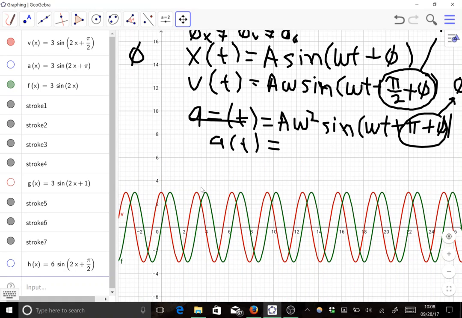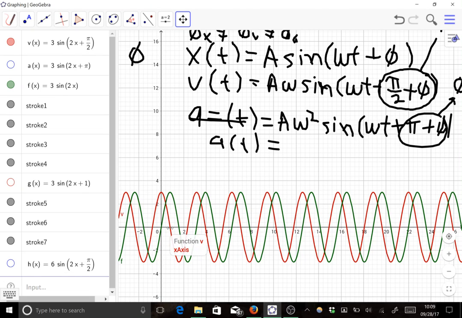I think this is okay. What I want you to notice is that they are 90 degrees out of phase. When one function is at 0, the other is at a maximum. What I mean by maximum is either positive or negative magnitude. So when the position is at its equilibrium point or 0 point, the velocity is maximized.